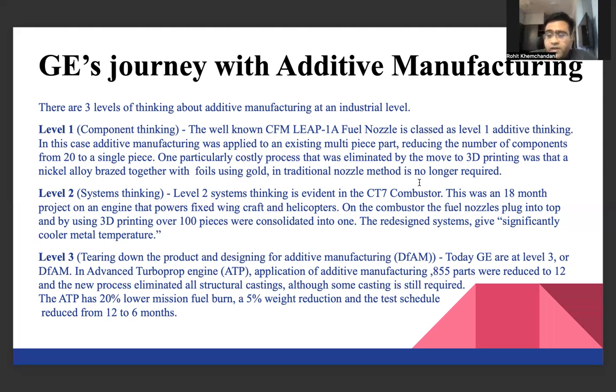So 855 parts were directly reduced to 12, and the new process eliminated all structural castings, although some castings are still required. The ATP has 20% lower emission fuel burn, 5% weight reduction, and the test schedule was reduced from 12 to 6 months. So time was saved, the weight was managed, and cost was ultimately the major factor which plays a great role in every industry. So additive manufacturing helps to balance out all the parameters.